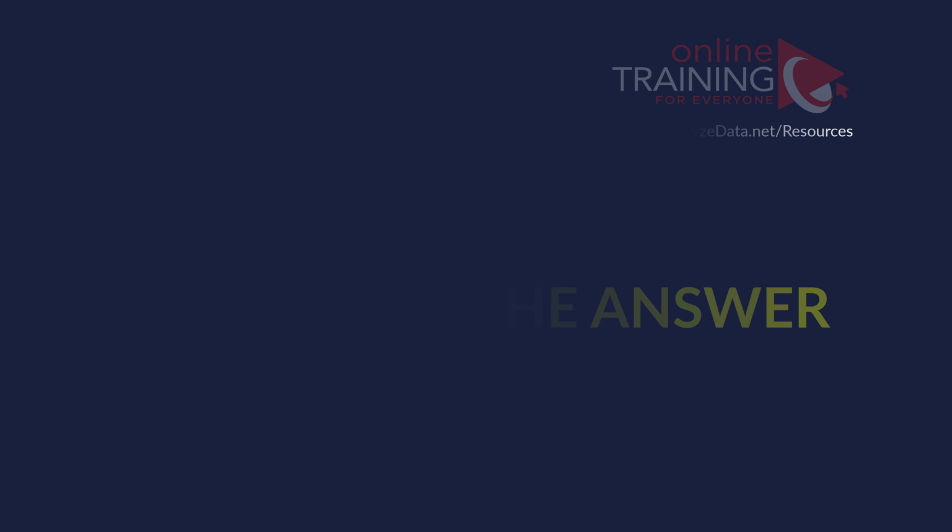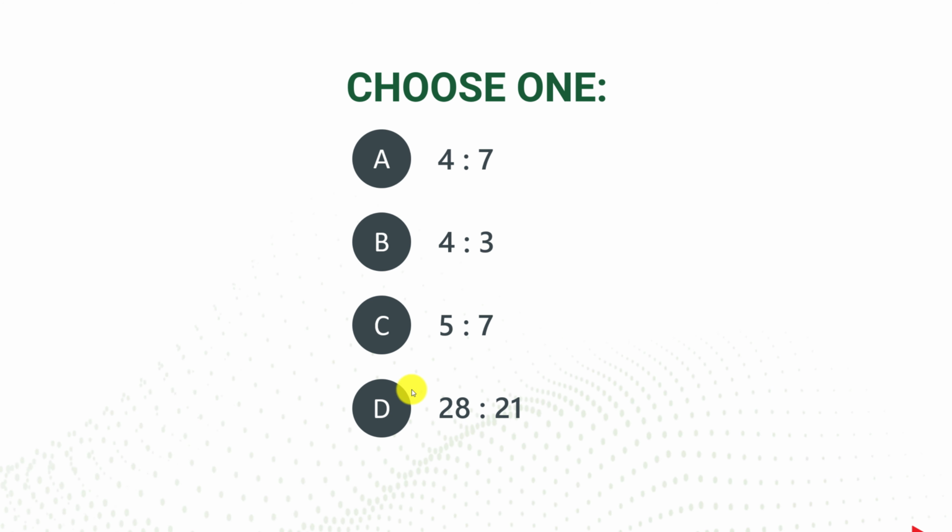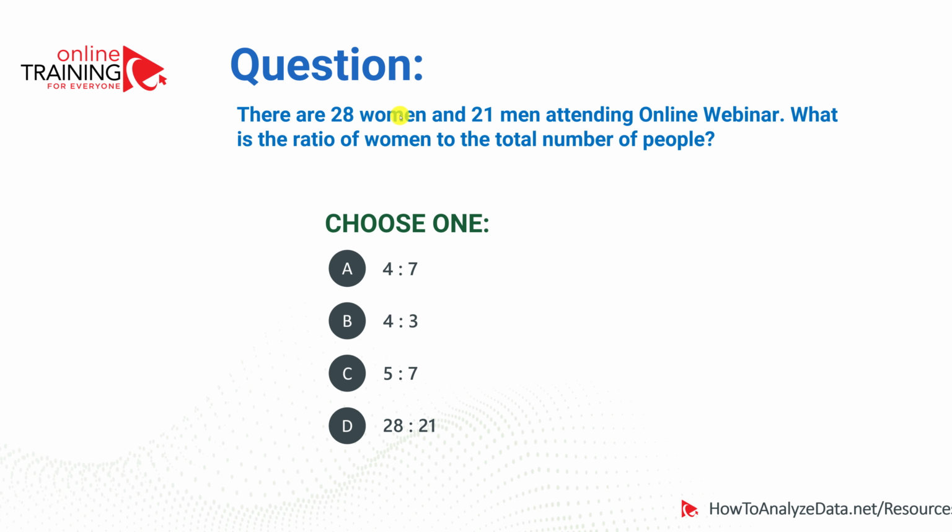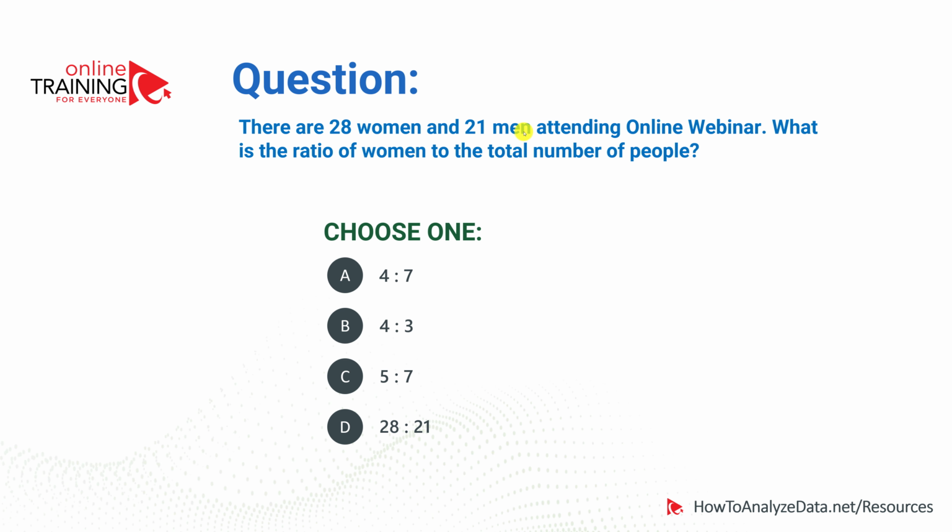The tricky part about this question is that there are choices B and D, which represent the ratio of women to men. But this is not what needs to be calculated here, because the ratio of women to the total number of people needs to be captured.